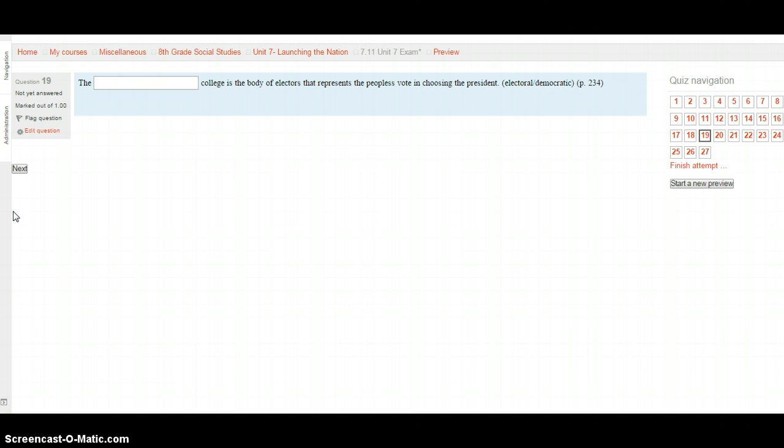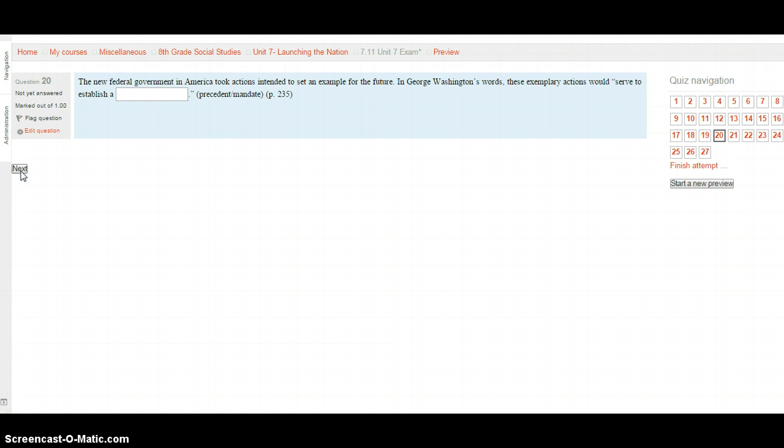Question 19. The blank college is the body of electors that represents the people's vote in choosing president. Is it the Electoral College or the Democratic College? Go to page 234 to find out, type your choice in, and hit next when you're set.